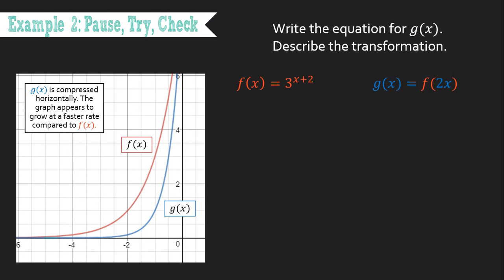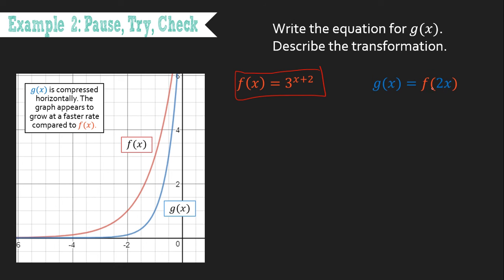All right, another example, if you would like to pause and try this one on your own, this one's got a little bit of extra detail involved than what we just did in the last example, but it says to write the equation for g of x, describe the transformation. So f of x equals 3 to the x plus 2. This is what we're starting with. This is our original function, okay? And now it's telling us that we want to apply the transformation.